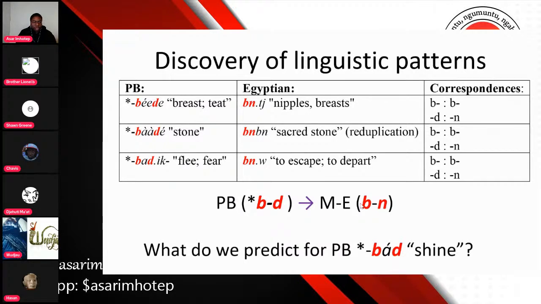So the B followed by the D in sequence in Proto-Bantu, based upon the pattern we see, matches up to B followed by N, as in Nancy, in the ancient Egyptian. So because there is a pattern there, we're able to create a formula that you see right under the table, where Proto-Bantu BD implies Middle Egyptian BN. Does that make sense to everyone? Yep. Totally.